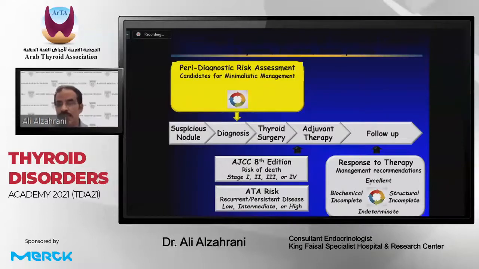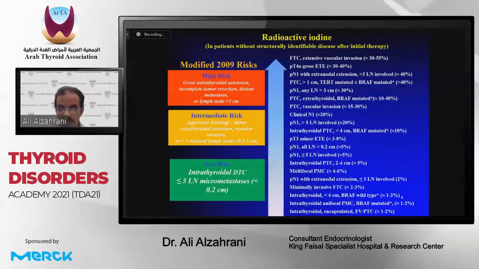If he's, for example, in excellent response, then he has very low risk of recurrence and death. On the other hand, if he has structurally incomplete response, this patient is at risk definitely of progression and death from his disease. And this is basically the American Thyroid Association risk stratification. So we have 3 grades: low risk, intermediate risk, and high risk. And I'm pretty sure most of you know this.